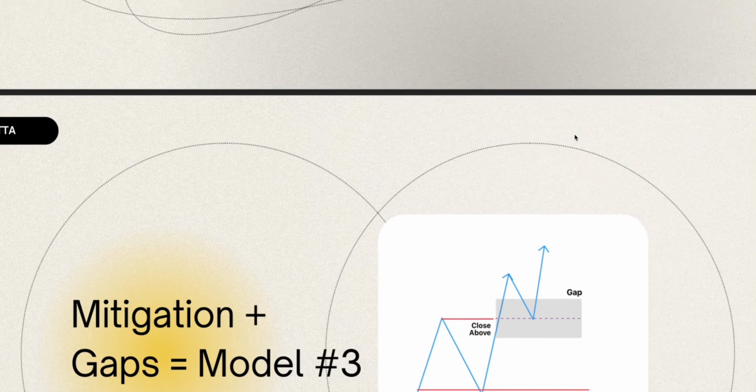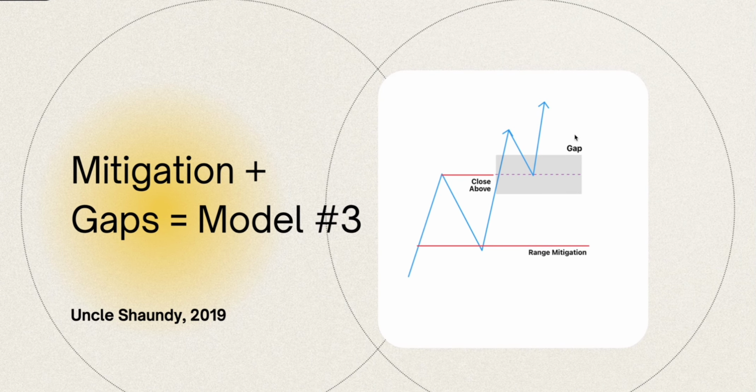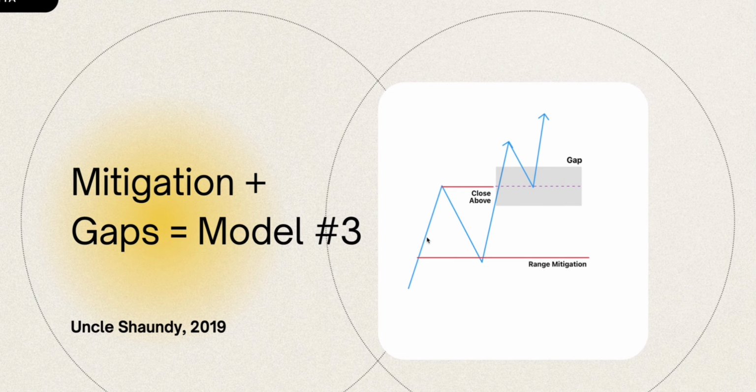So the TTA model number 3 is essentially having a mitigation. So you have a range mitigation followed by a break of structure, and that break of structure needs to be having a close above or a close below depending on the scenario. In this case, this is a bullish scenario, so price will have to go and close above, forming a gap.